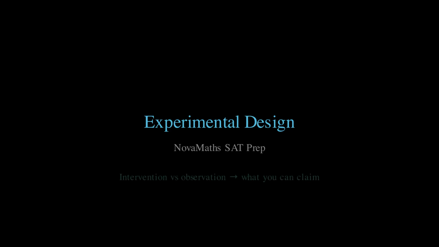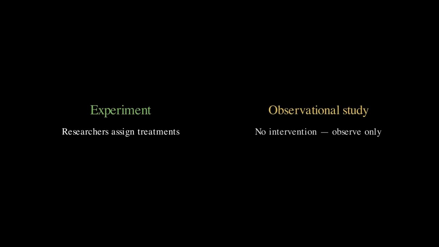The SAT loves study design. Your first move is to decide whether researchers intervened or only observed. That single distinction controls what kind of conclusion is allowed, especially about causation. An experiment manipulates its variables. An observational study measures what people already do.